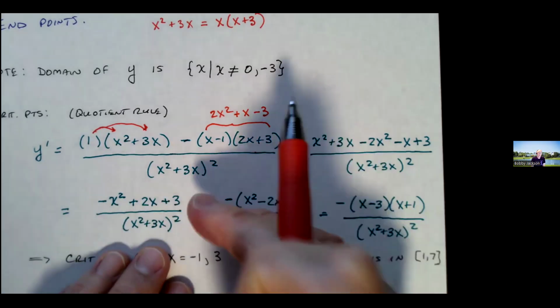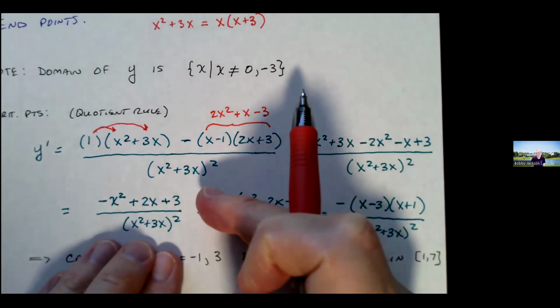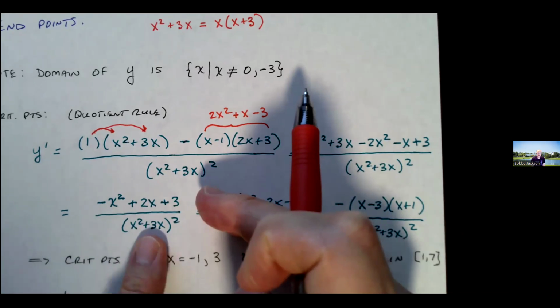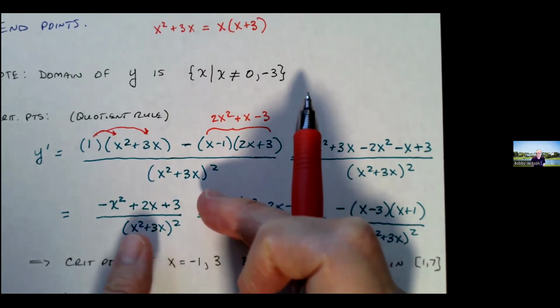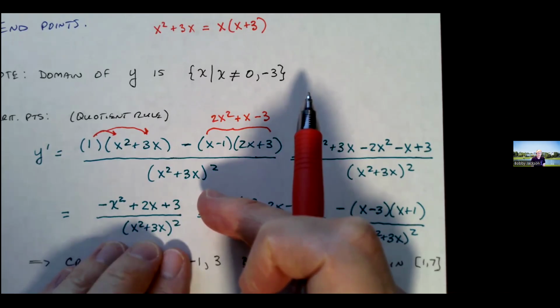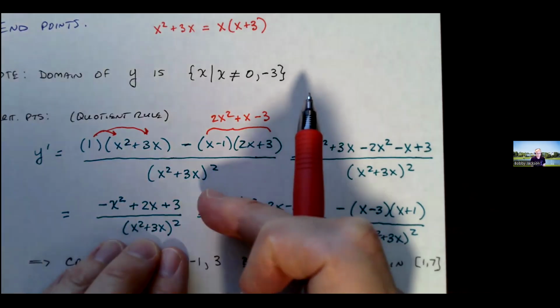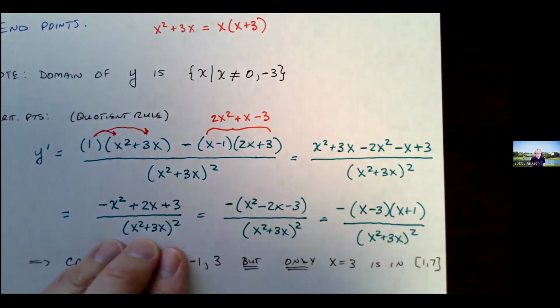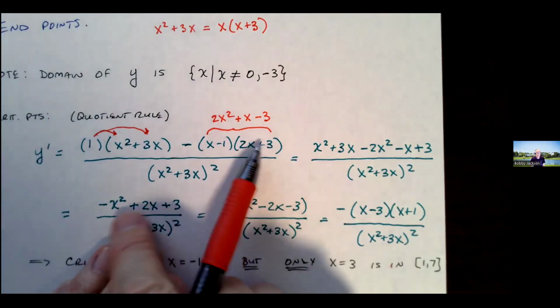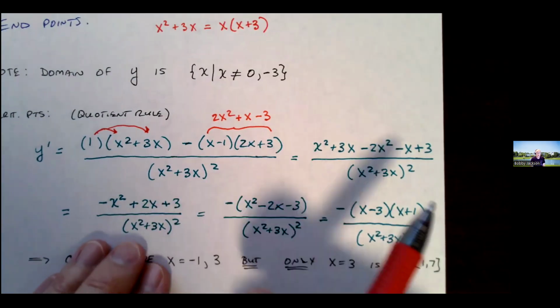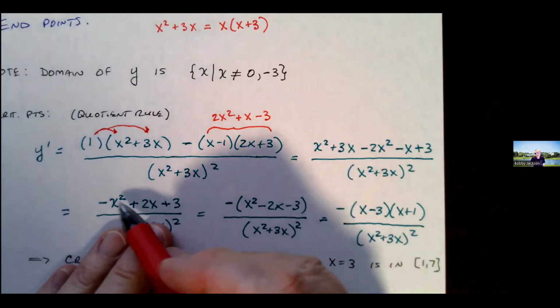So the question is, when is this thing 0 or undefined? We know it's still undefined when x is 0 or -3, but of course those are not values in the domain of the function, so those are not critical points. Excuse me. When is it 0? Well, it's going to be 0 when the numerator is 0 and the denominator is not 0. So let's find out when the numerator is 0.